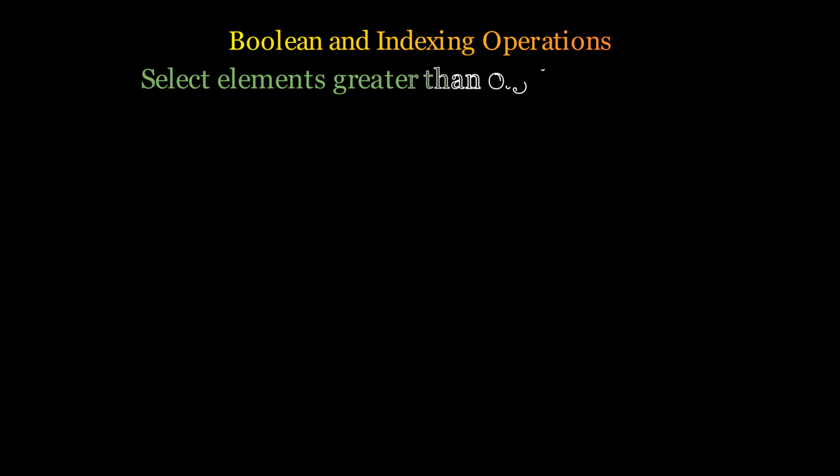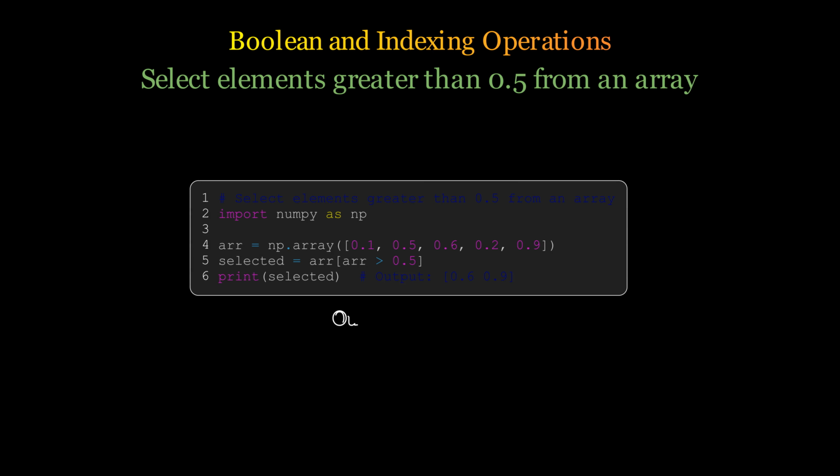Let's explore Boolean indexing in NumPy. First, we select elements greater than 0.5 from an array. The expression r > 0.5 creates a Boolean mask. Indexing with r[mask] returns only elements where the mask is true. This is a fundamental operation for filtering data in scientific computing.